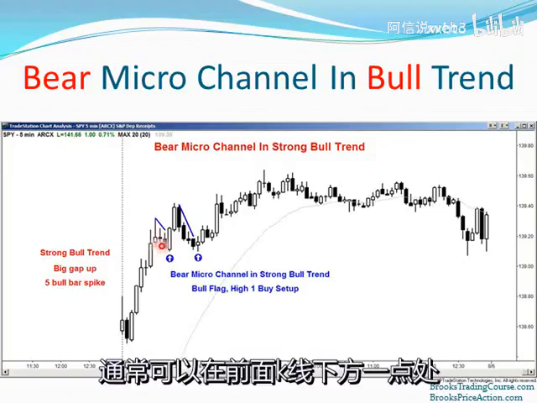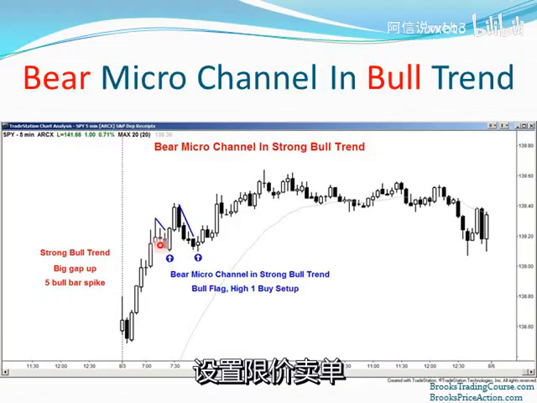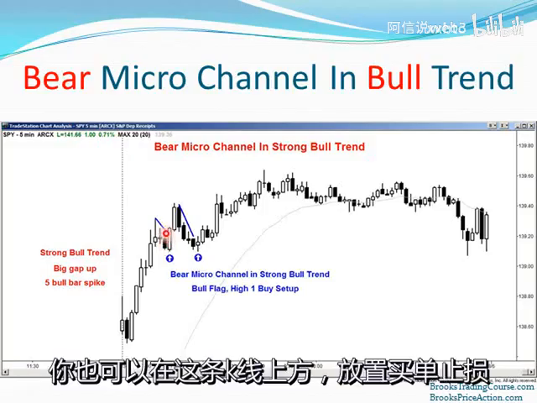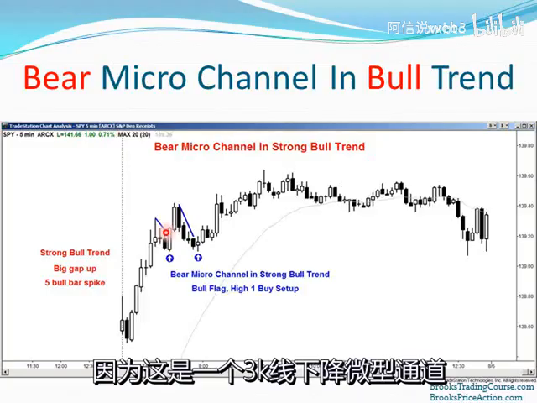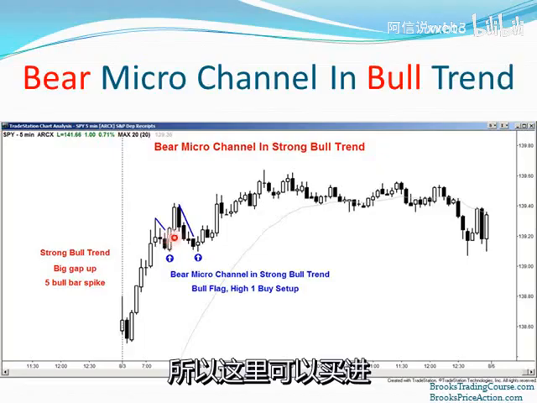Usually you can just place a limit order to buy at 1 tick below the prior bar. So you can place a limit order to buy below this bar. You would have been filled here. You can place a buy stop to buy 1 tick above the high of this bar because it's a 3-bar bear microchannel and a bull trend. So you can buy that.